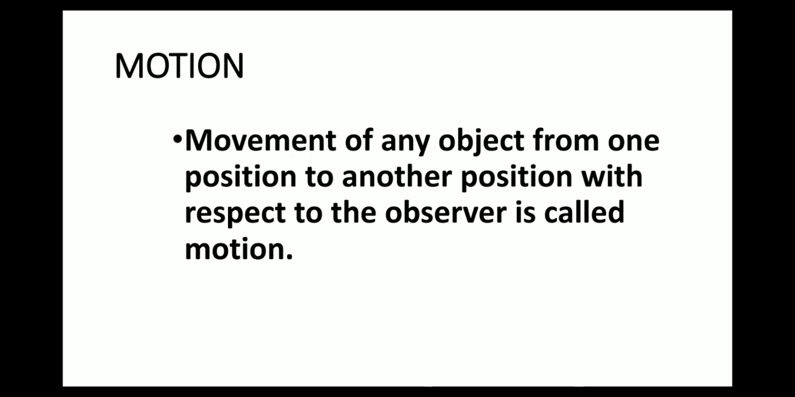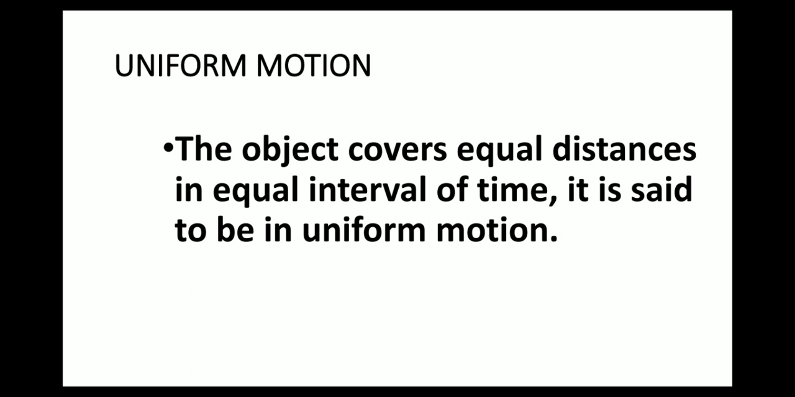And next, let me see the uniform motion. Consider an object moving along a straight line. Let it travel 5 meter in the first second, 5 meter more in the next second, 5 meter in the third second and 5 meter in the fourth second. In this case, the object covers 5 meter in each second, as the object covers equal distances in equal interval of time. This is called uniform motion.